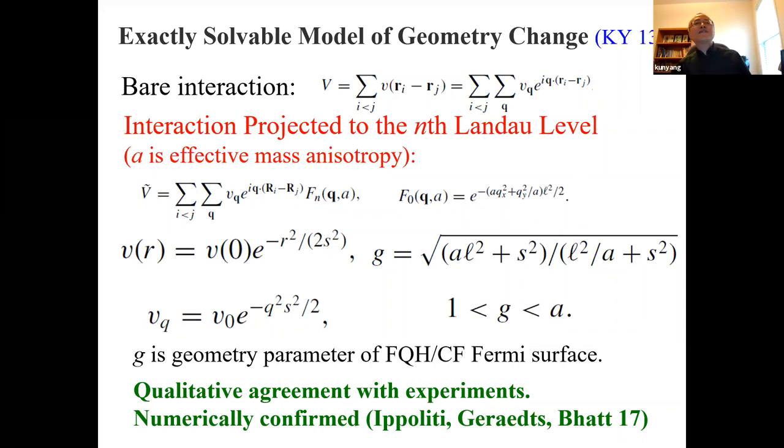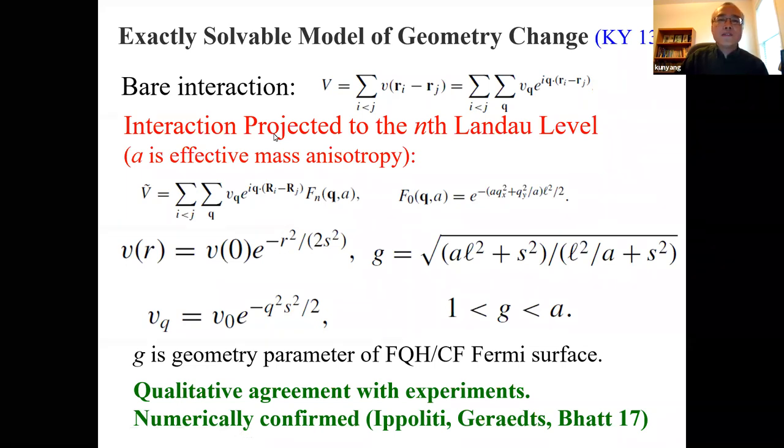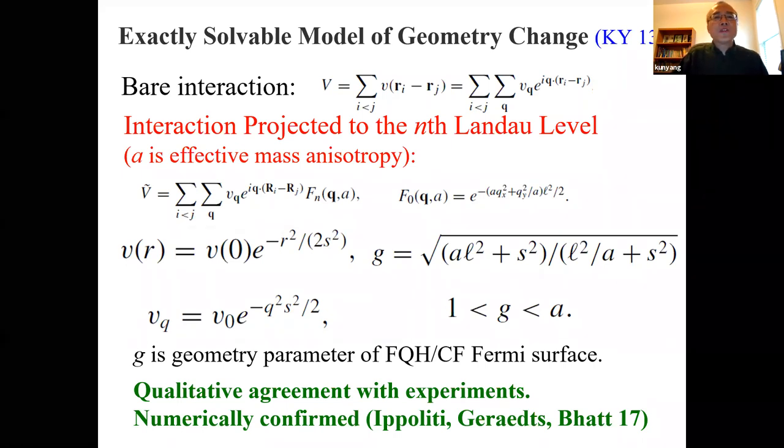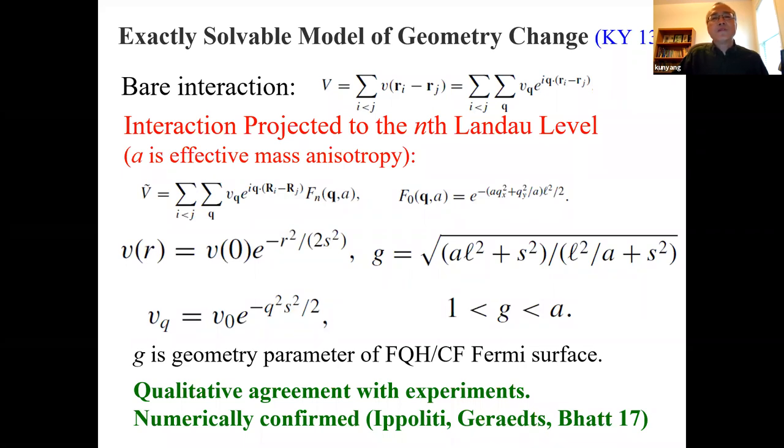No. So this actually has nothing to do with the composite fermion. This is just a Hamiltonian. So V tilde is a Landau level projected version of this two-body interaction. So I'm only talking about the Hamiltonian. Maybe the word exactly solvable is a little bit misleading because I'm not solving the Hamiltonian, but I'm establishing an exact relation between the isotropic version of the Hamiltonian and the anisotropic version of the Hamiltonian. I don't know if that addresses your question. All I'm doing is writing down the Hamiltonian and pointing out that it contains this exact anisotropy.